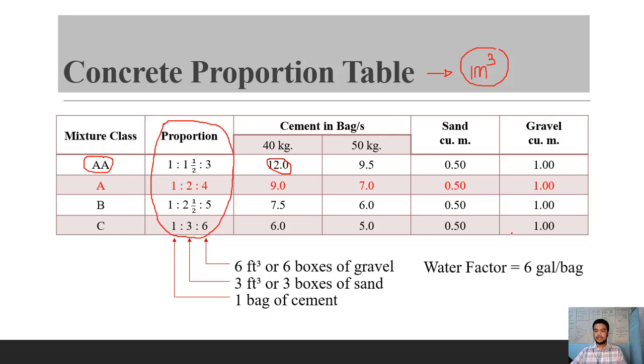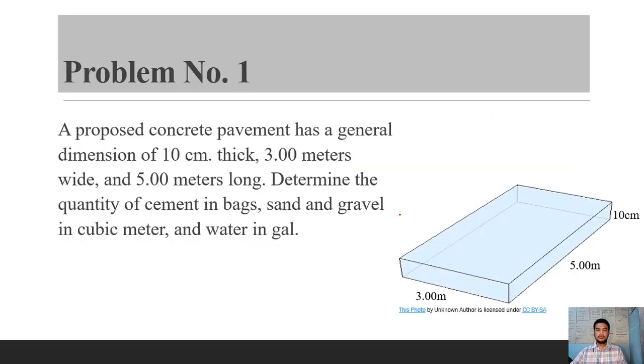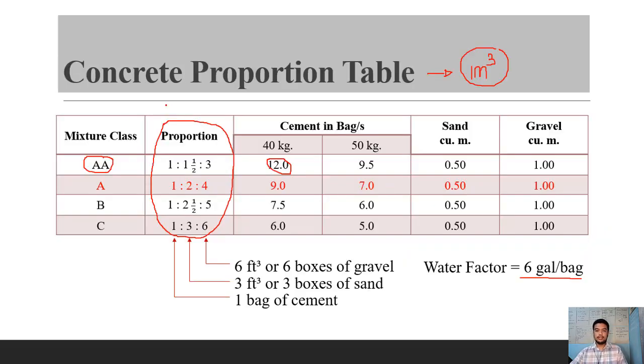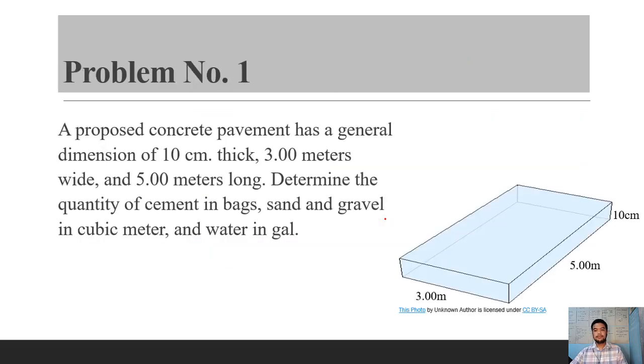How about the water factor? You will use 6 gallons per bag of cement. You will understand this further later in your problem. So let's try one problem. A proposed concrete pavement has general dimensions of 10 centimeters thick, 3 meters wide, and 5 meters long. Determine the quantity of cement in bags and sand and gravel in cubic meters and water in gallons. So this will now be the application of this table right here. So let me explain to you.